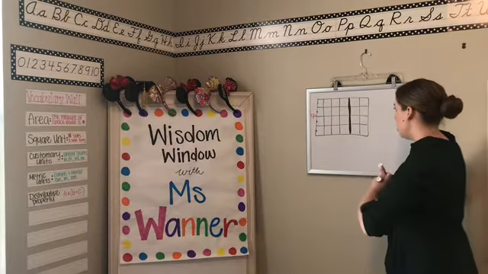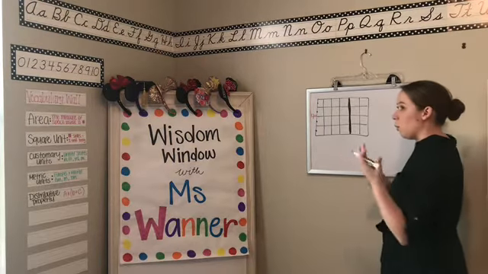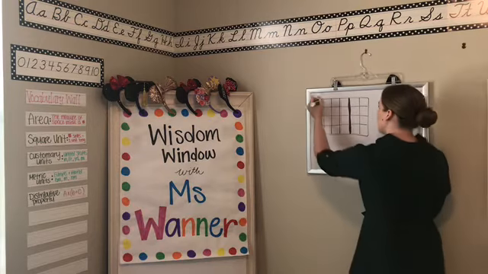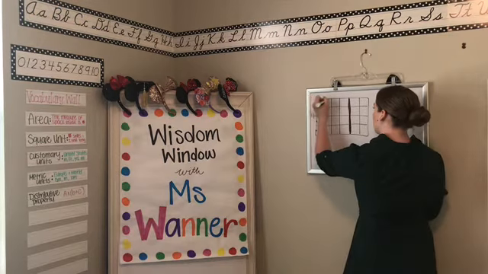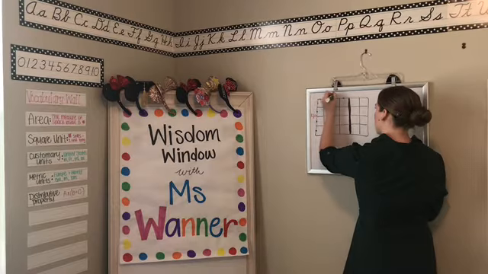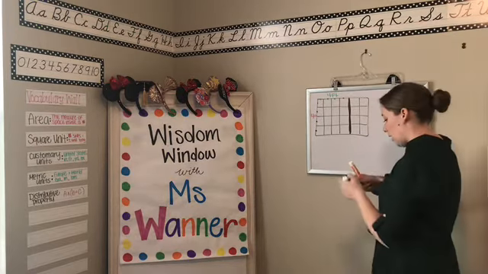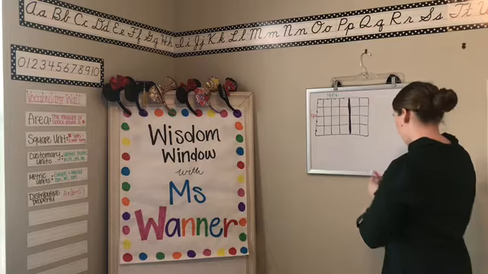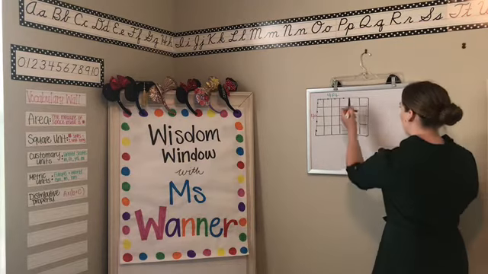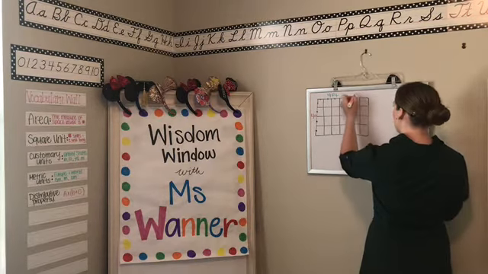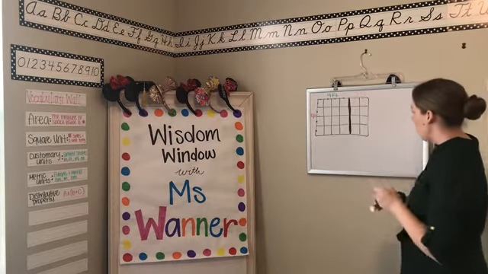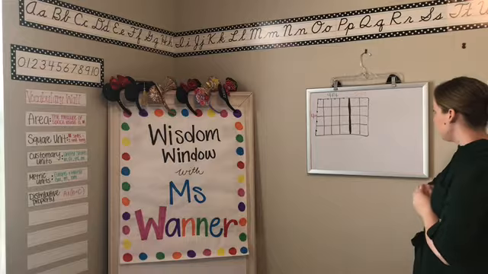So the width of the vegetable garden is 1, 2, 3, and 4. So we have 4 feet for the vegetable garden width. And then for the fruit area, we have 1 and 2. So we have 2 feet for this part of the garden.